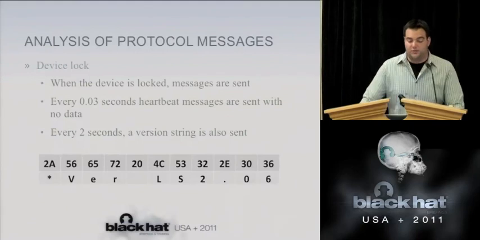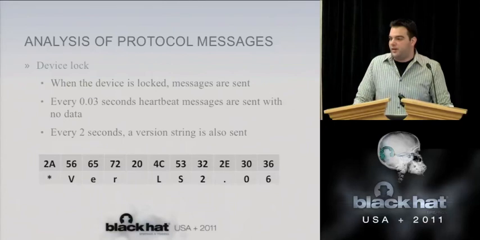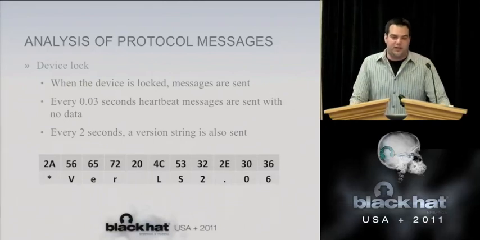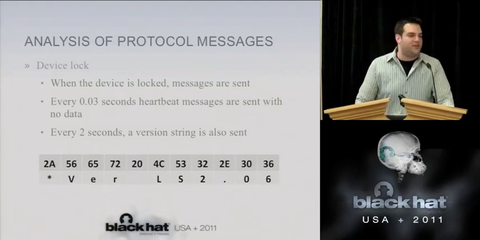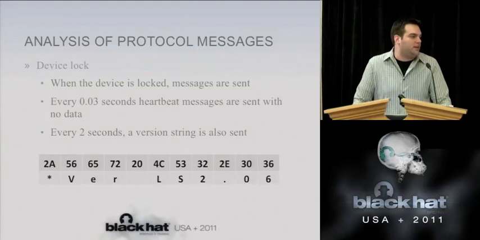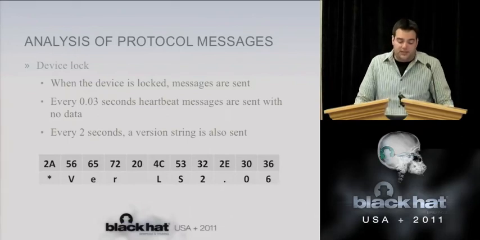So now we need to start looking at this protocol. If you've ever done a network client-server assessment, it all boils down to protocol analysis, right? You have this block of bytes, and you really need to identify the meaning of these different values, these different bytes, and how to go about parsing that. So the first use case to look at is device locked. What's actually being sent when a device is locked?